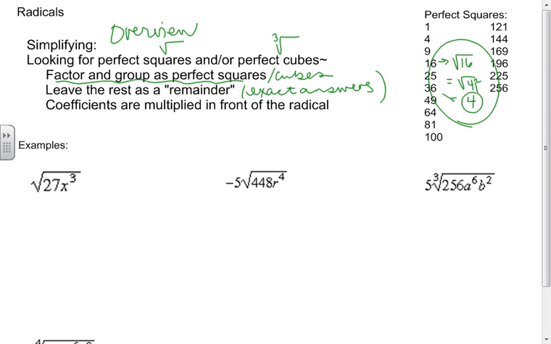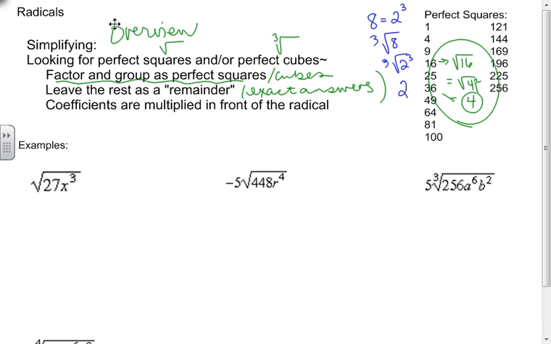In the same way, if you have a perfect cube, for example 8, which is really 2 cubed, I can take the cube root of 8, which is the cube root of 2 cubed, and cube rooting and cubing cancel, and I'm left with 2.